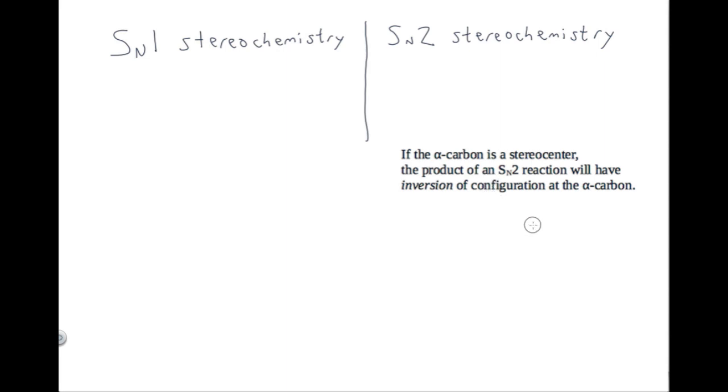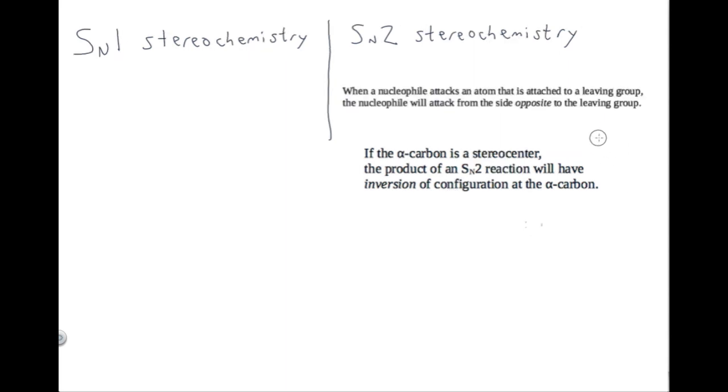Here's the answer. In the SN2 series, we learned that when a nucleophile attacks an atom that's attached to a leaving group, the nucleophile attacks from the side opposite to the leaving group, and that opposite side attack results in an inversion of configuration at the alpha carbon. I hope that was a review for you.